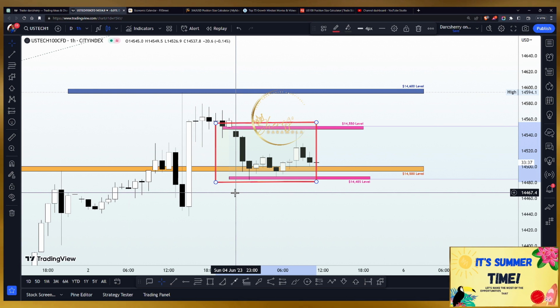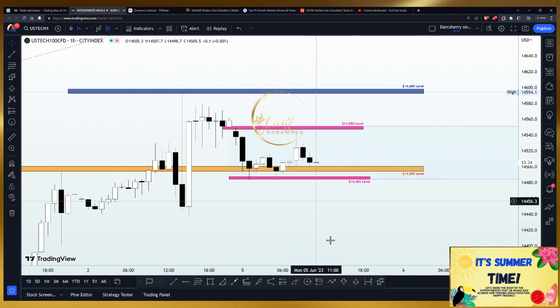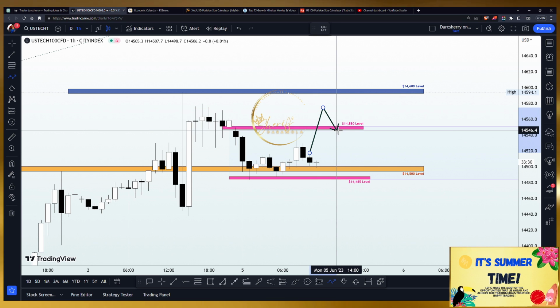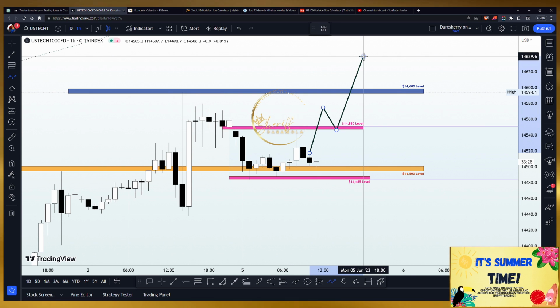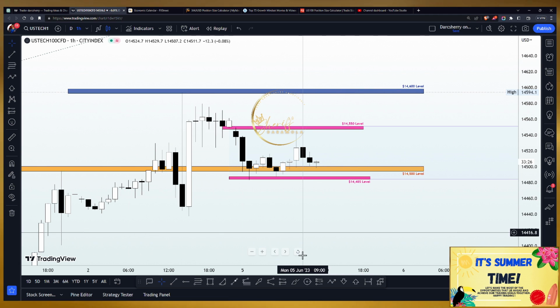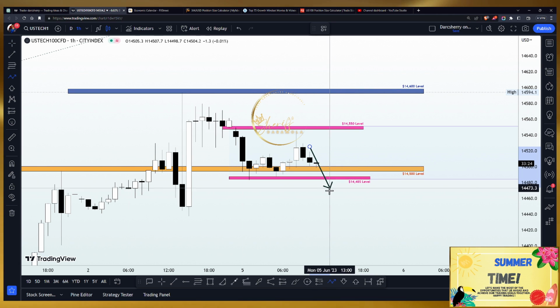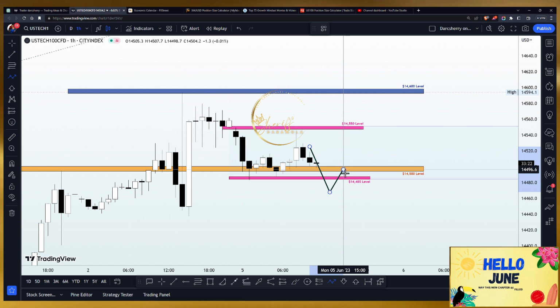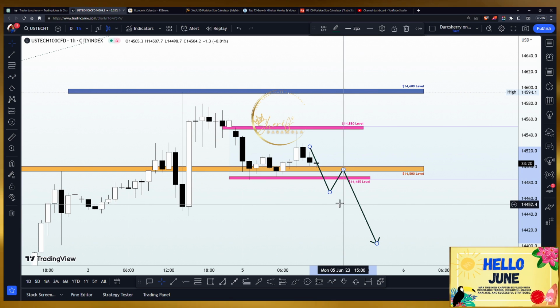And you know how we do it whenever we have this kind of flat channel. We want to wait patiently for structures to mature, and what we are going to be looking out for is either a breakout of the resistant line of this channel to give us an opportunity to buy, or the breakdown of the support line of this channel to give us an opportunity to sell.